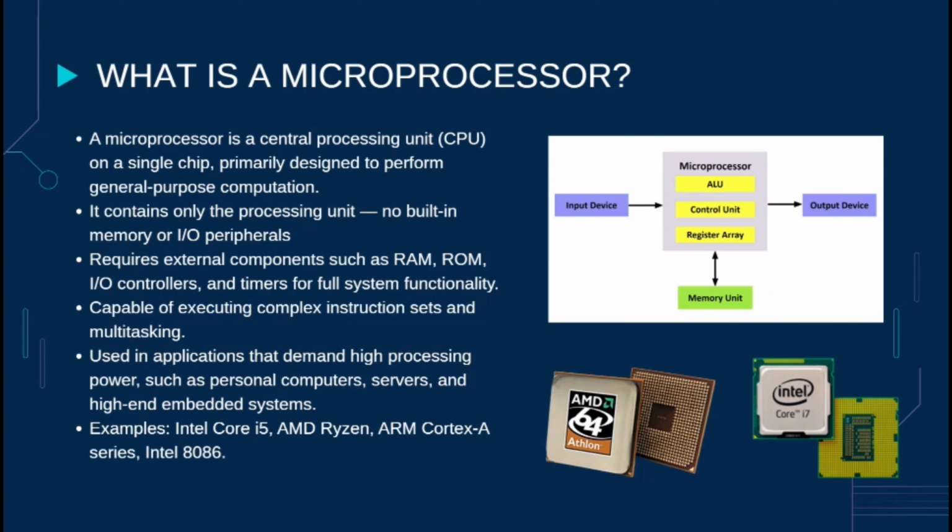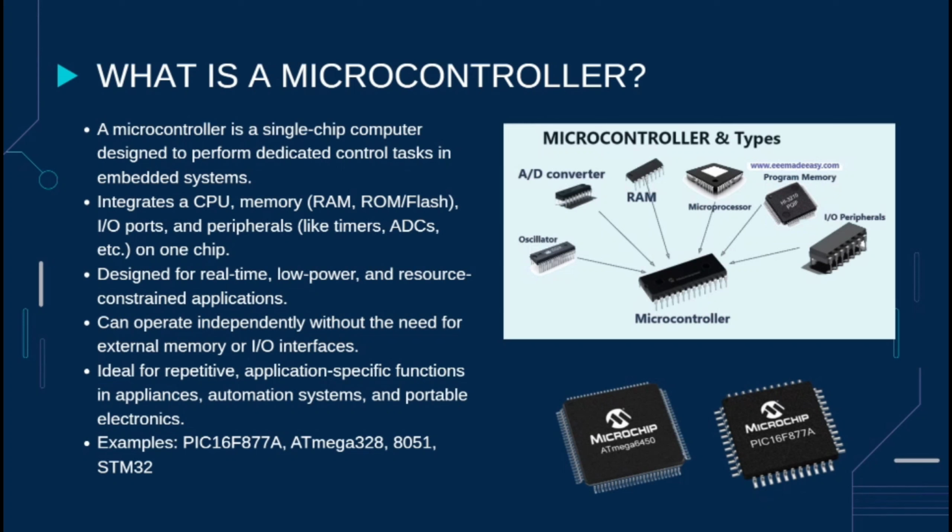Some of the examples include Intel Core i5 and AMD Ryzen, so all the processors that we have in our laptops. So these are microprocessors. Now, moving on, what is a microcontroller then? A microcontroller is a self-contained unit. It has the CPU, memory, input-output ports, timers, and all other peripherals, which are all packed into one single chip. Now, this makes it perfect for real-time and application-specific tasks, especially when it comes to embedded systems. It's efficient, compact, and does not need any external support to function also.